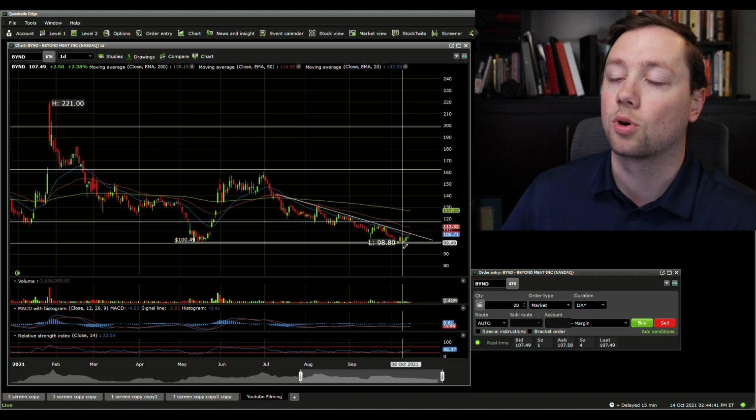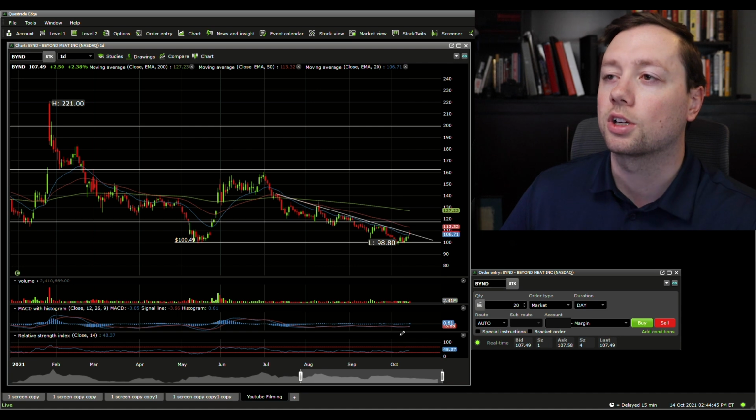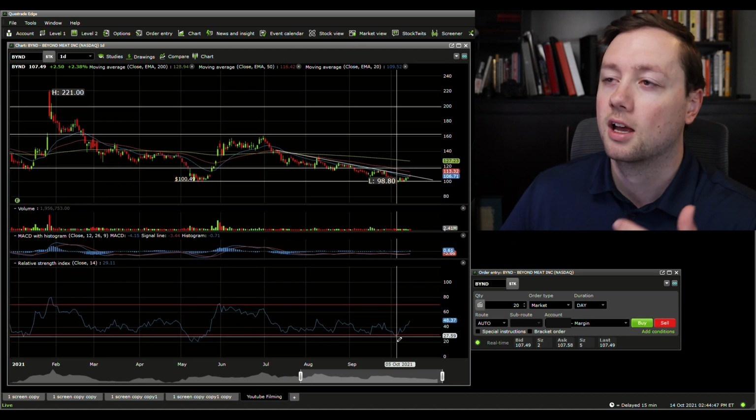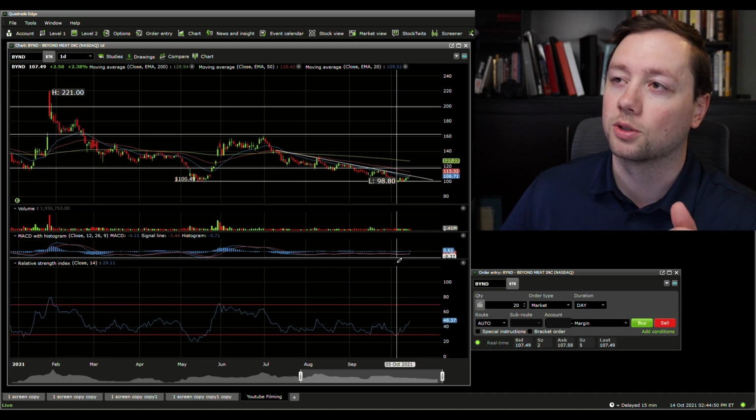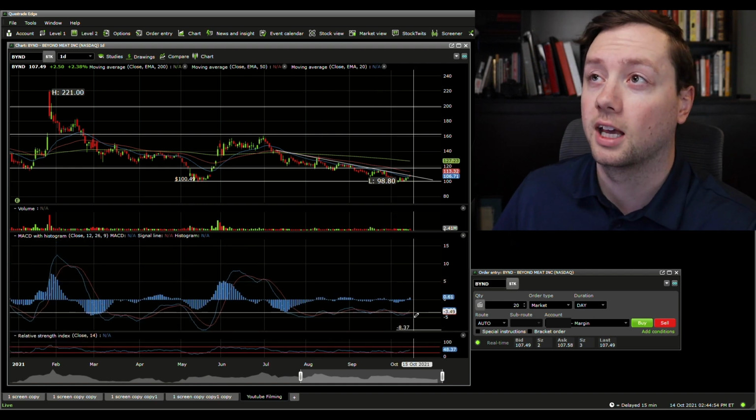We've got major support here, and Beyond Meat is growing very quickly long term. When you look at our indicators, we also have a couple positive signs. The RSI is moving higher. We also have the MACD, which is crossing over right now. So we've got some positive indications here.